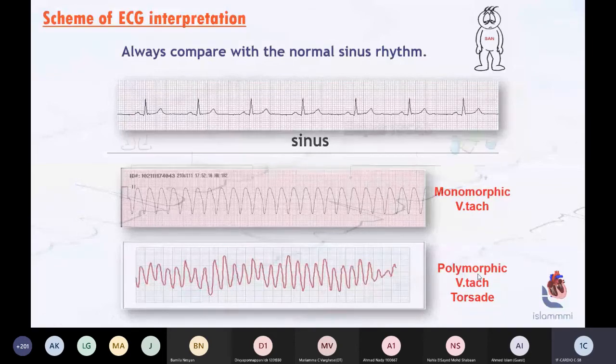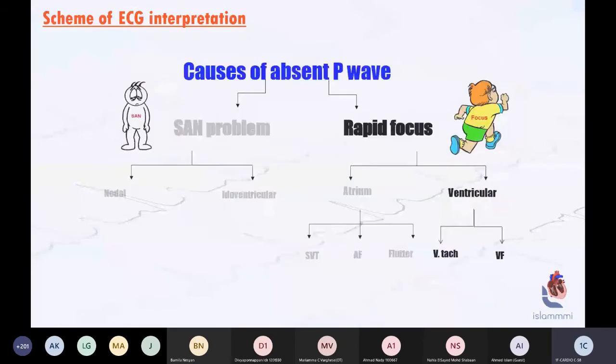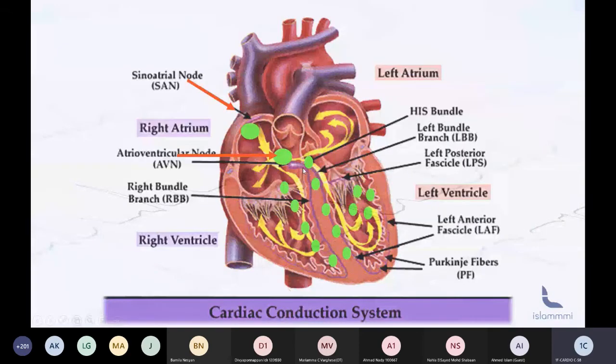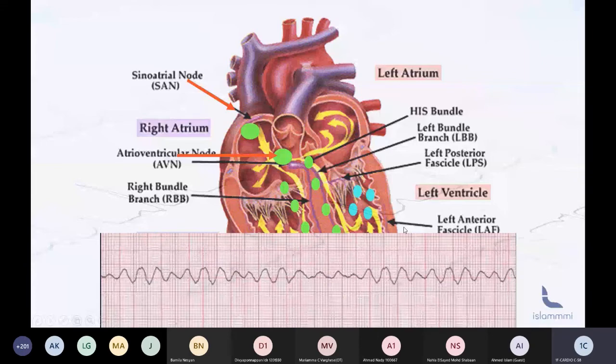So the last type is ventricular fibrillation. This is the last type of having an absent P wave. It's the same, the SA node is working perfectly, but another pacemaker comes in here, firing impulses, you cannot imagine, 400 to 600 beats per minute. So the heart is not really contracting, it's only fibrillating.